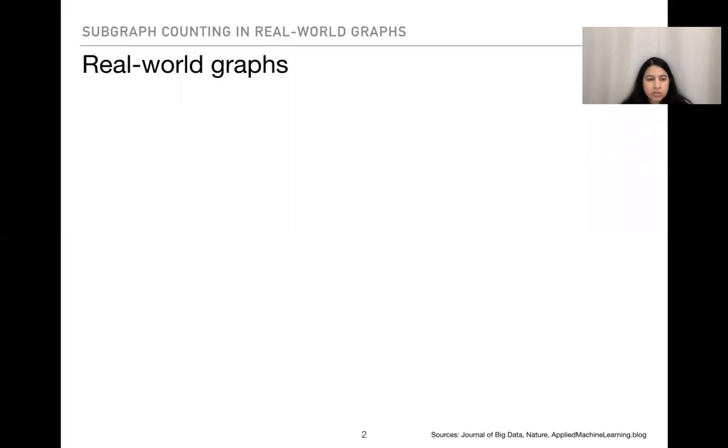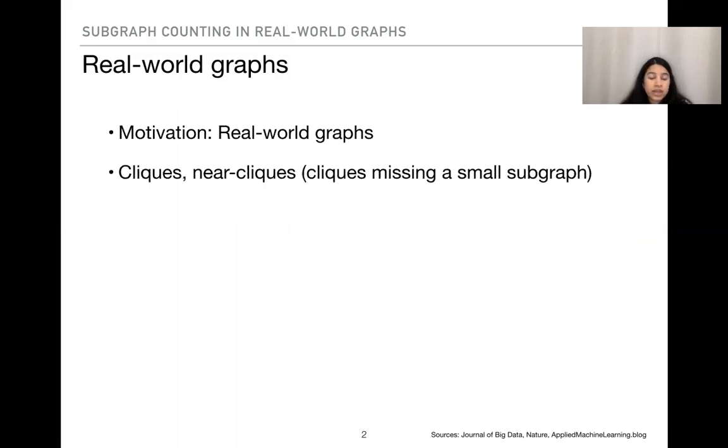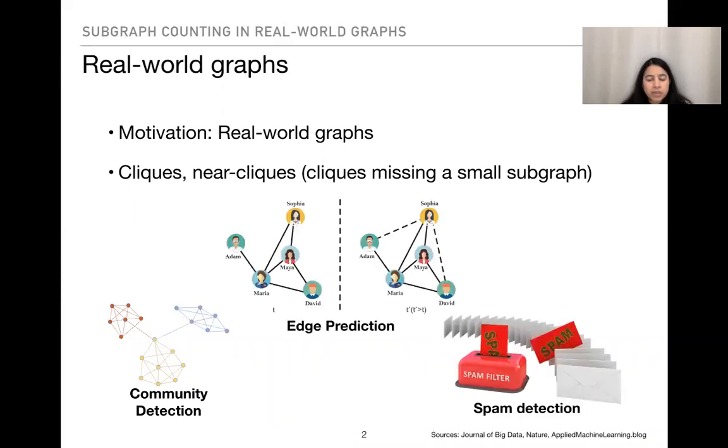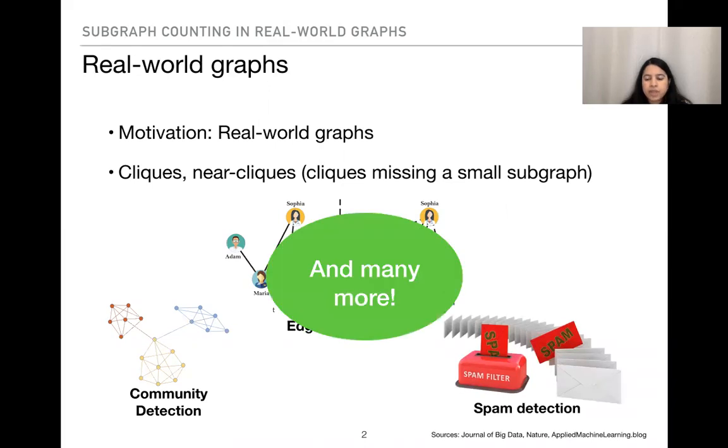The motivation for this work is actually real-world graphs. In network analysis on such graphs, one of the most important tasks is counting subgraphs, like triangles, cycles, cliques, and near-cliques, where by near-cliques, we mean cliques that are missing a small subgraph. These counts are used in applications like community detection, edge prediction, spam detection, and many more applications.